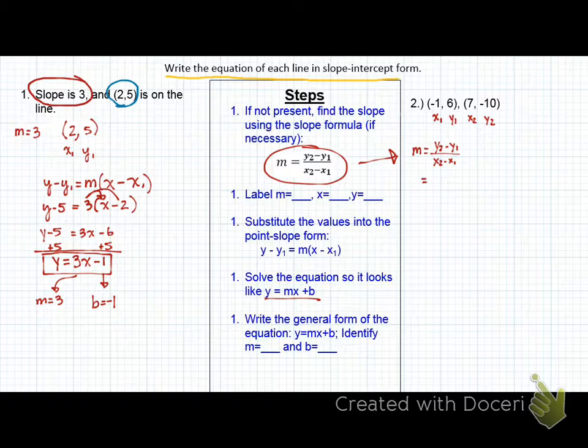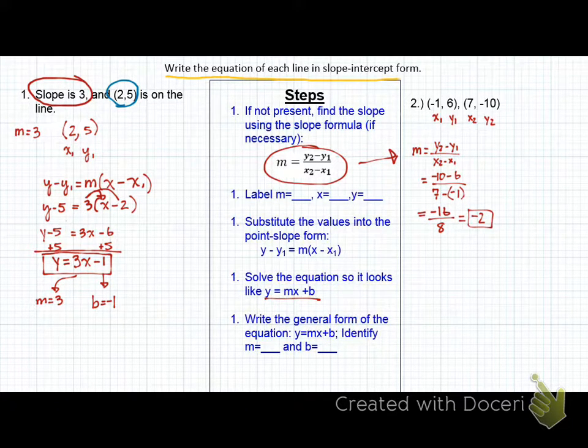Y2, I noticed, was negative 10, minus our y1 is 6, over x2, which is 7, minus our x1, which is negative 1. Okay, negative 10 minus 6 is negative 16. 7 minus a negative 1 is 8. And then negative 16 divided by 8. What's negative 16 divided by 8, everyone? Negative 2. That's our slope now, right?